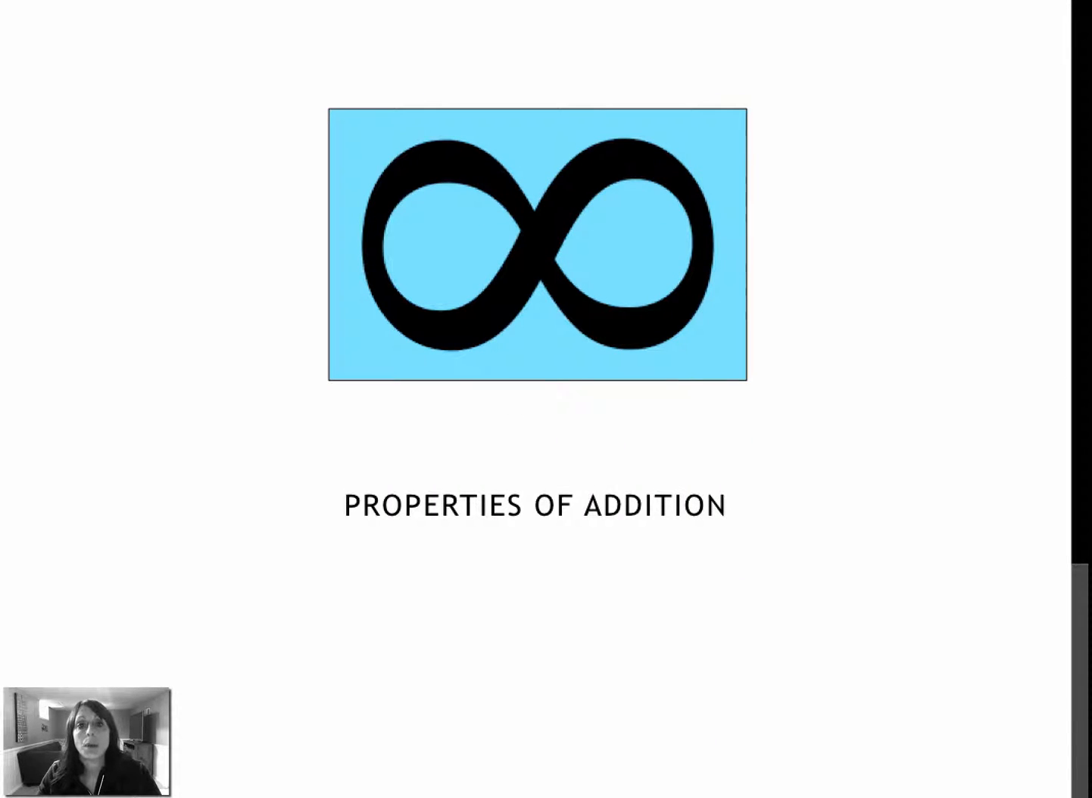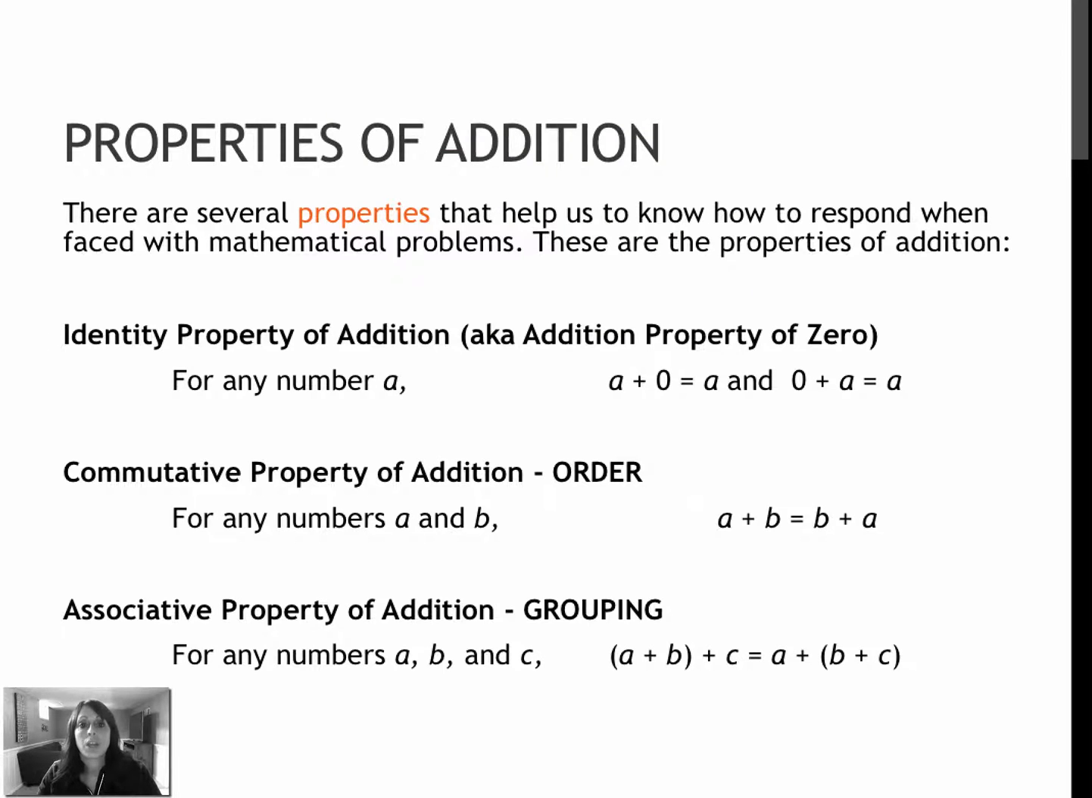This lesson is on the properties of addition. So there are several properties that help us to know what to do when we're dealing with numbers, and these pertain particularly to addition. One of them is called the identity property of addition. I always remember that in any identity property, because we will have an identity property of multiplication as well, we will begin and end with the same thing.